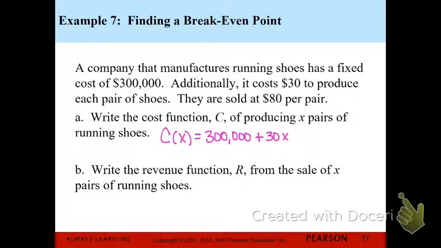What type of shoes are they selling? Converse, Skechers. Zigzags. Excuse me. B says write the revenue function R from the sale of X pairs of running shoes. So now we're after the revenue. How much they're going to bring in. So what's the revenue? $80 per pair, right? So 80 per pair means times X.